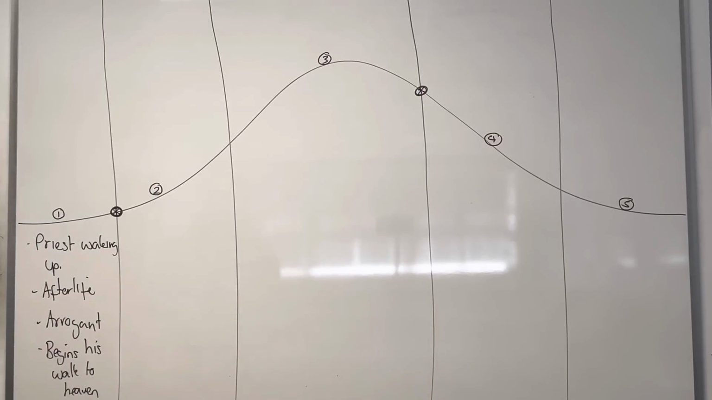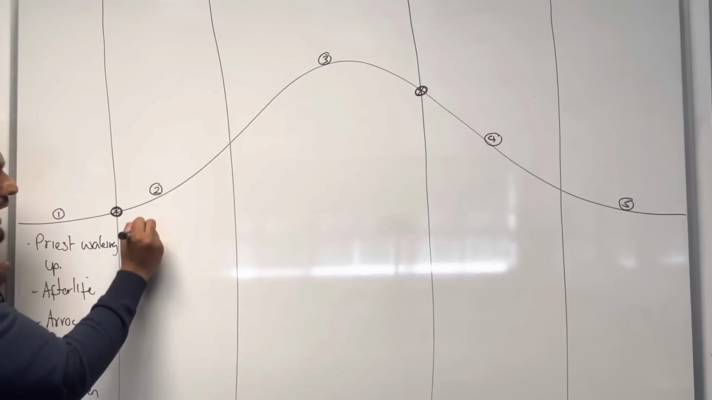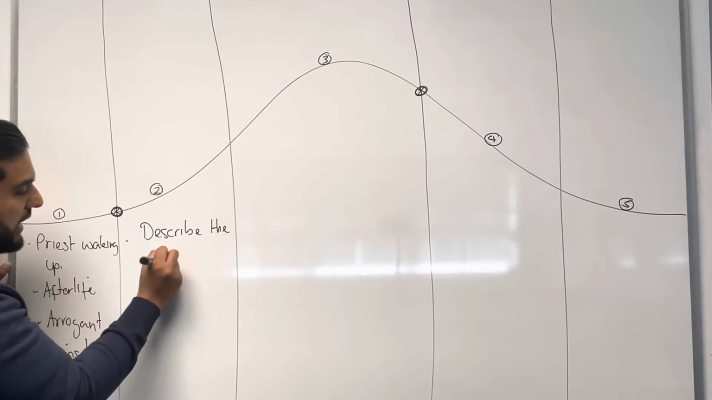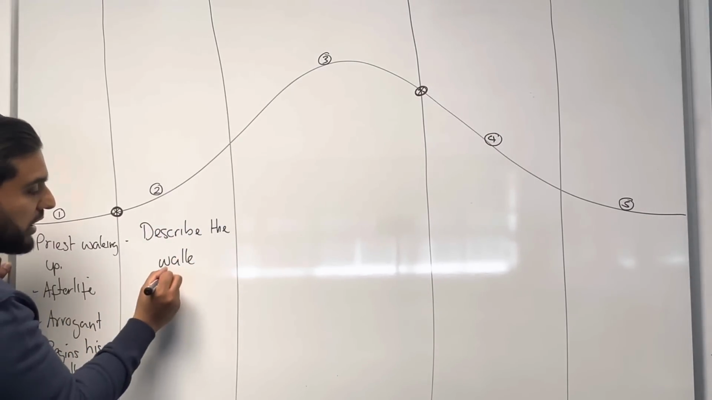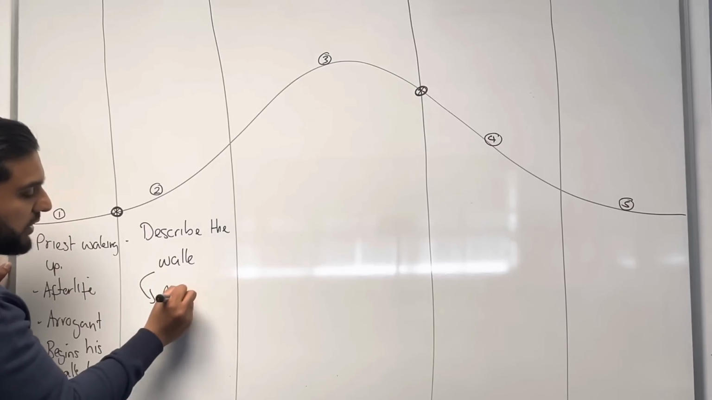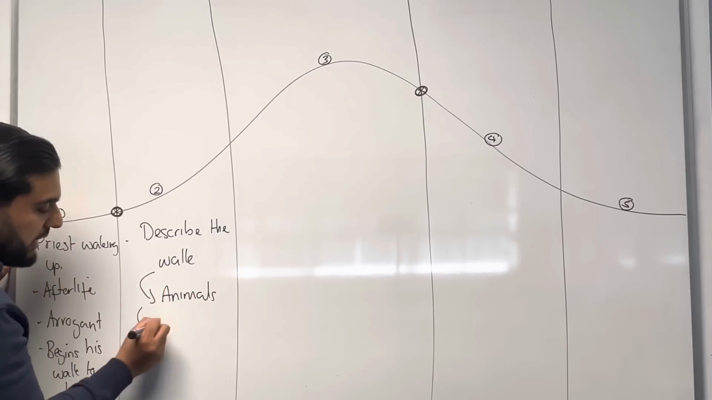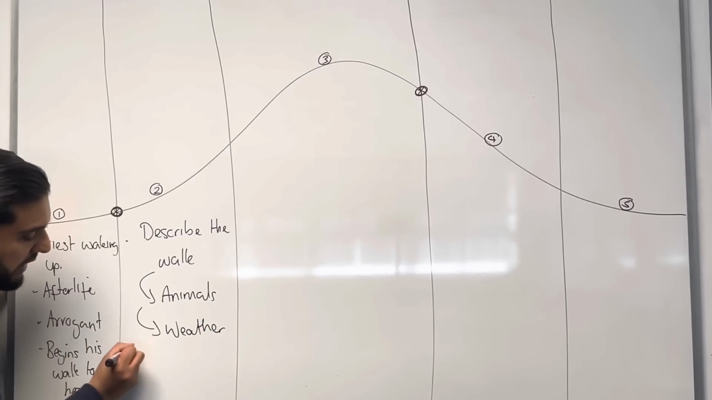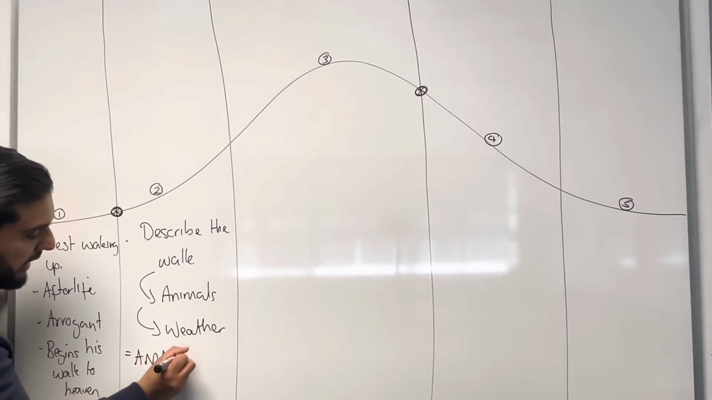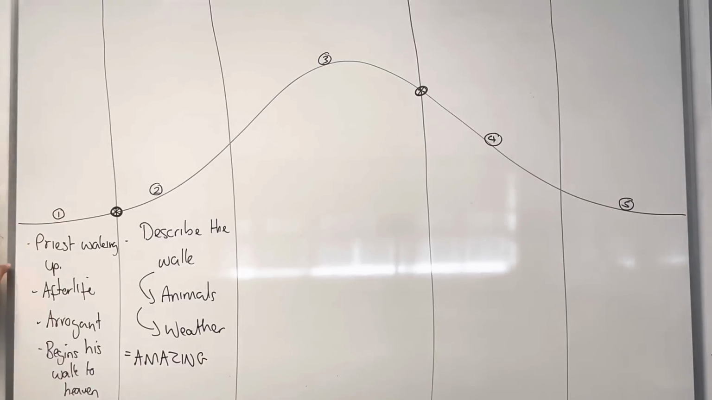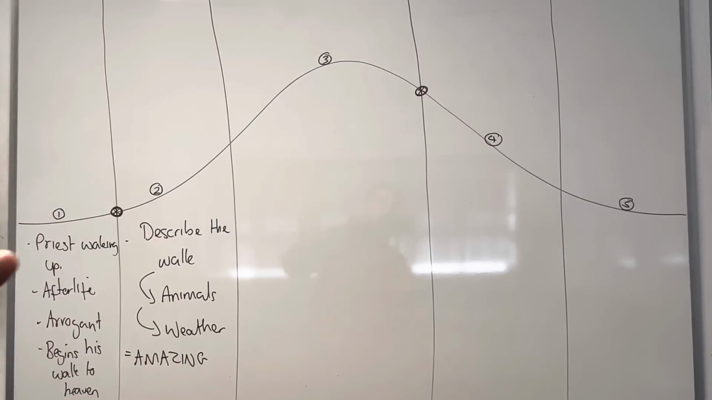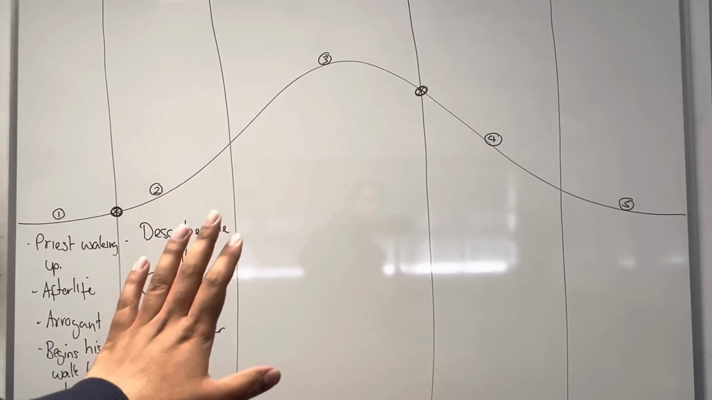Then we move on to paragraph number 2. And the only thing that I do in paragraph number 2 is I describe the walk. And in this walk, I will focus on animals, and I will focus on the weather. And everything has to be amazing. Everything has to be absolutely beautiful. Everything has to be superb in this walk.